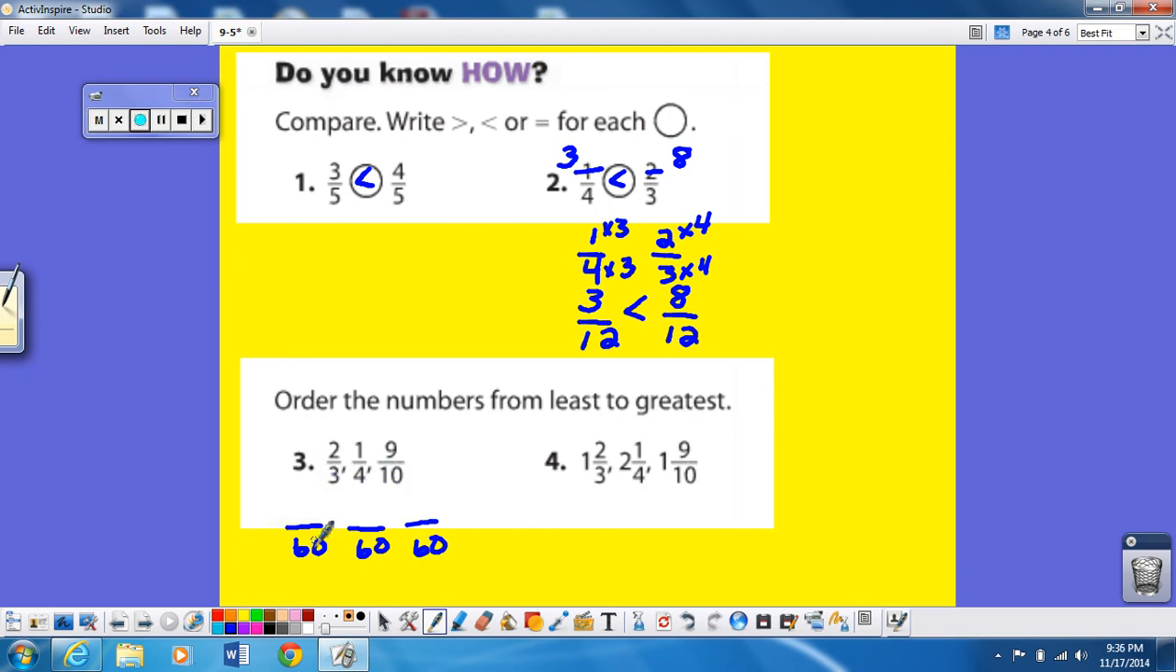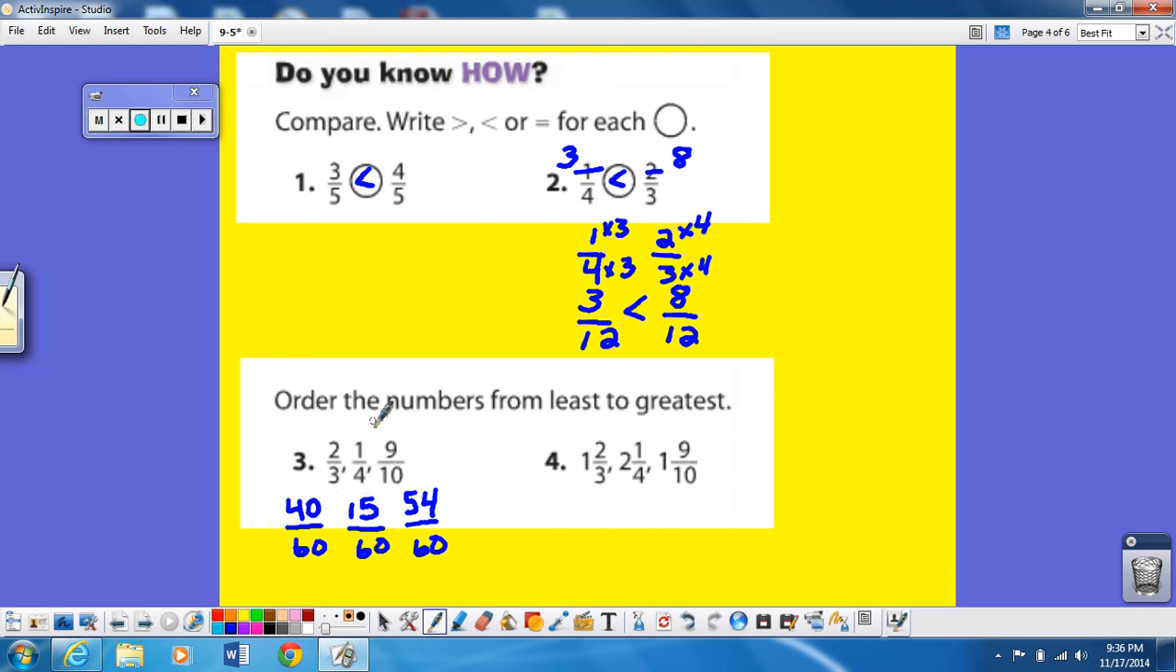All right, 3 goes into 60 20 times, so that means I have to do 2 times 20, that's 40. 4 goes into 60 15 times, so 1 times 15 is 15. And then 10 goes into 60 6 times, 9 times 6 is 54. Okay, now always go back and use your original numbers.